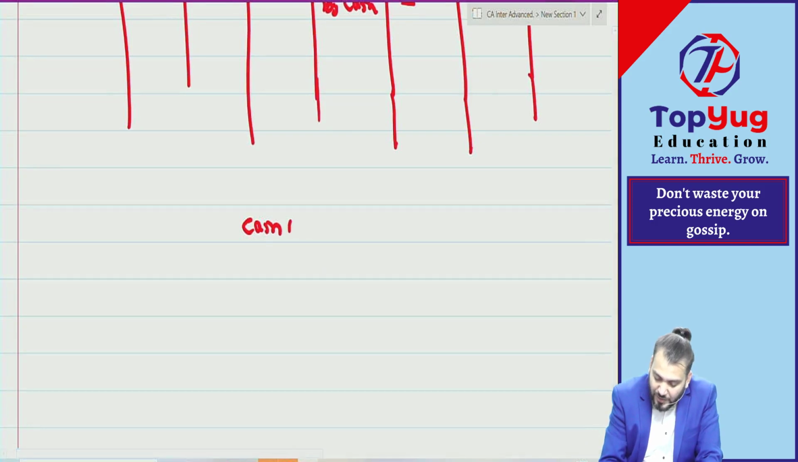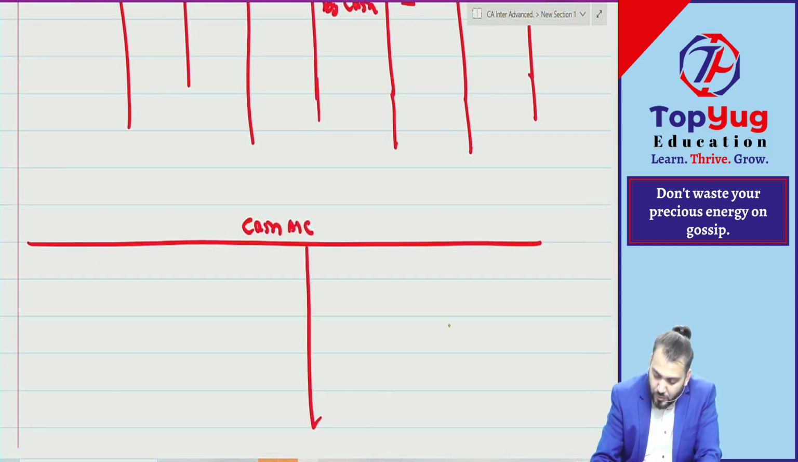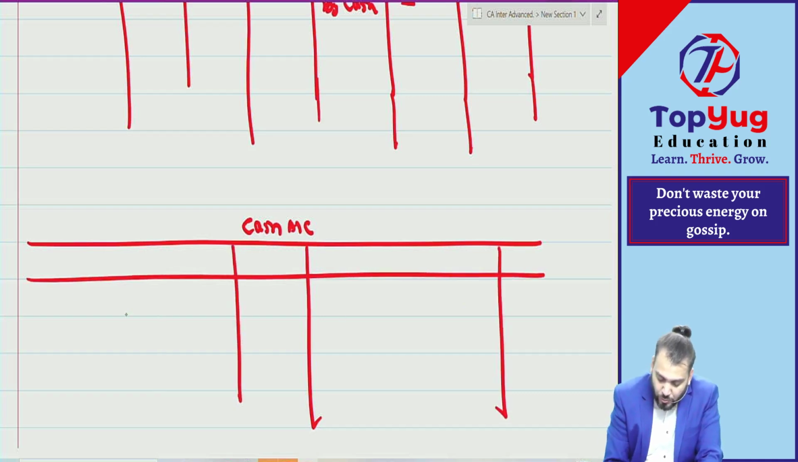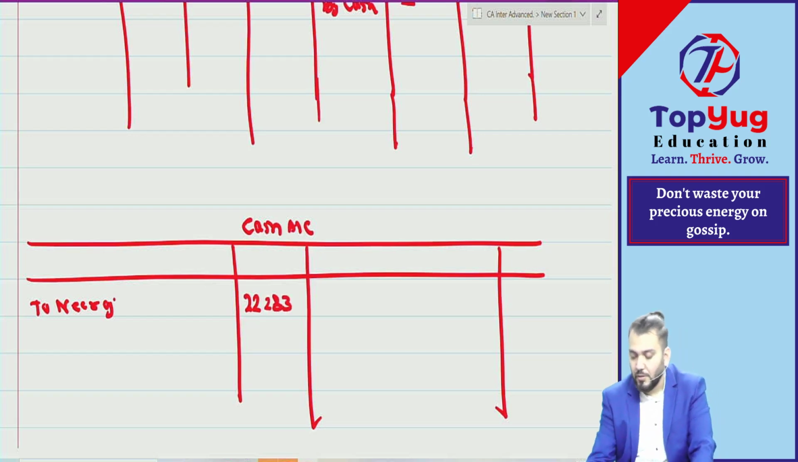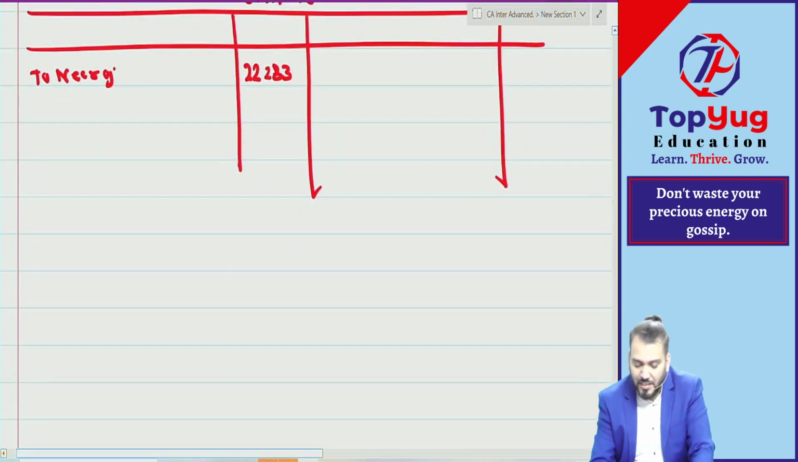And we need to open one cash account. So we have a cash account. How much? So cash account will be to Neeraj. How much? 22,283. Correct.